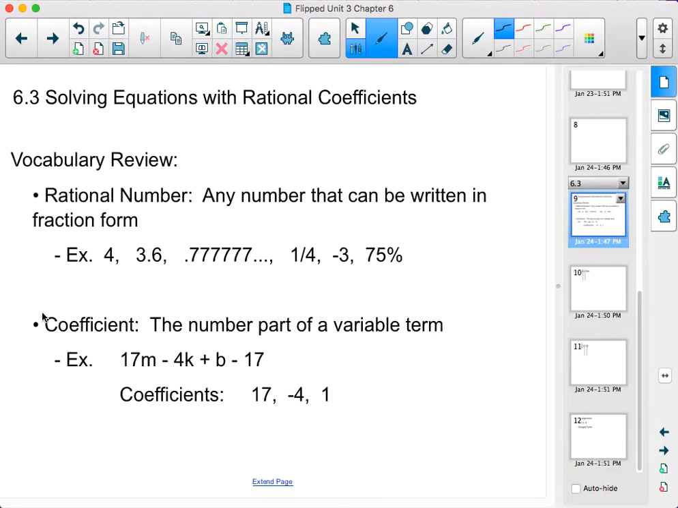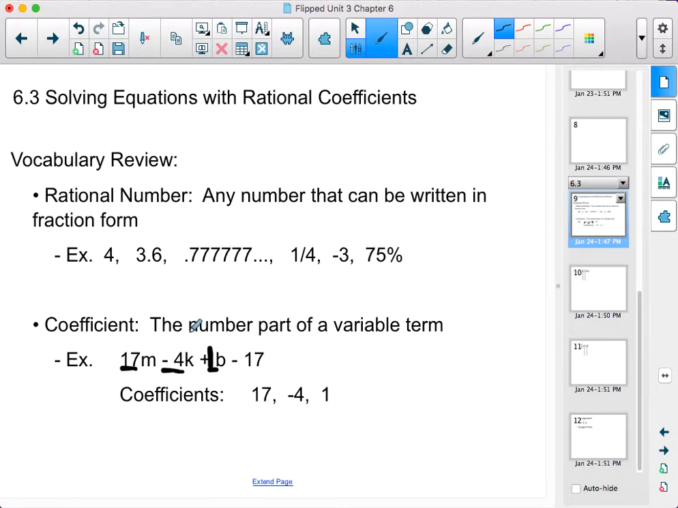Remember a coefficient, that's our other vocab word. The coefficient is the number part of a variable term. So here is an example of an expression, 17m minus 4k plus b minus 17. The coefficients are the numbers that sit in front of the variables. Now, I know we don't see the 1 in front of the b here, but it's there, remember, because of the multiplicative identity property. The only number up there that is not a coefficient is the negative 17 because it doesn't have a variable at the end.